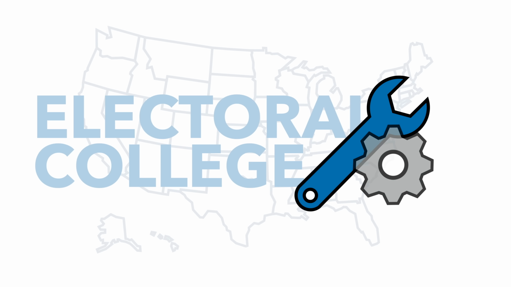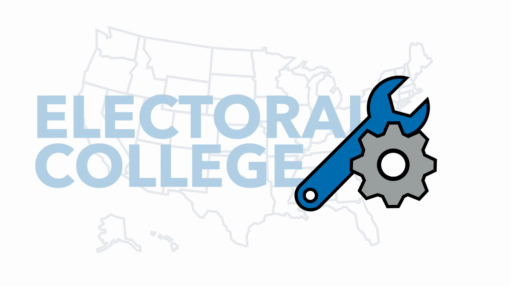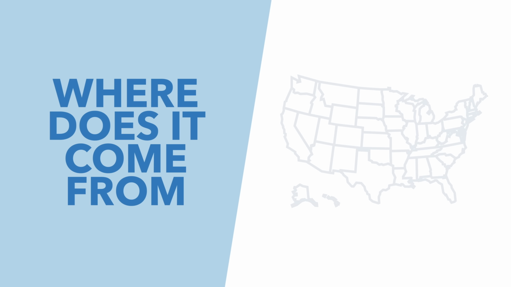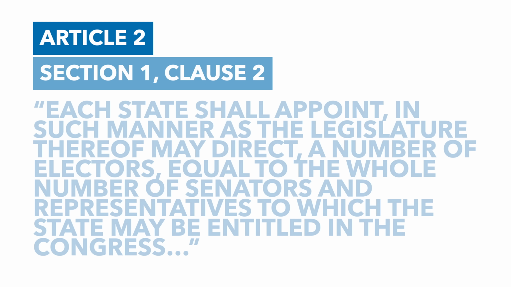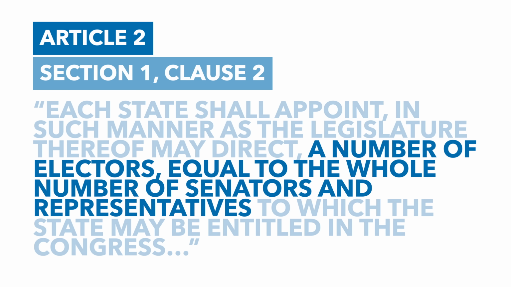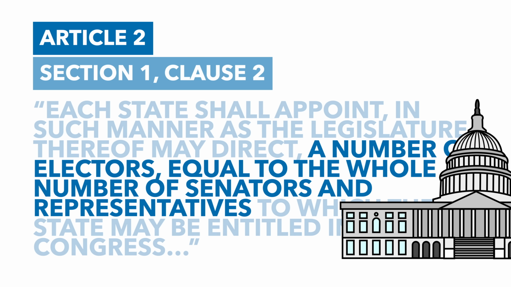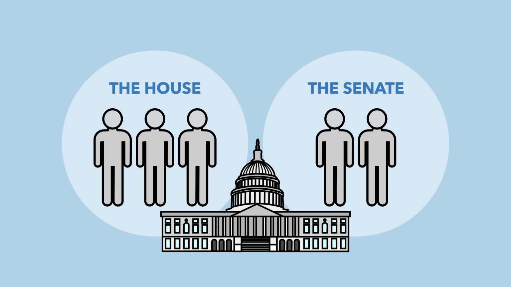Before we get into the mechanics of how the Electoral College works, let's first look at the source of the institution, the US Constitution. Article 2, Section 1, Clause 2 states, "Each state shall appoint a number of electors, equal to the whole number of senators and representatives to which the state may be entitled in the Congress." This means that each state is allocated a number of electors, according to the total number of representatives and senators that state has in Congress.